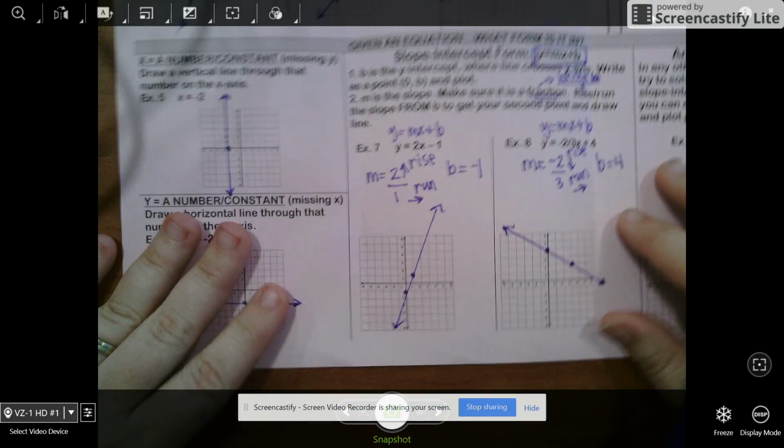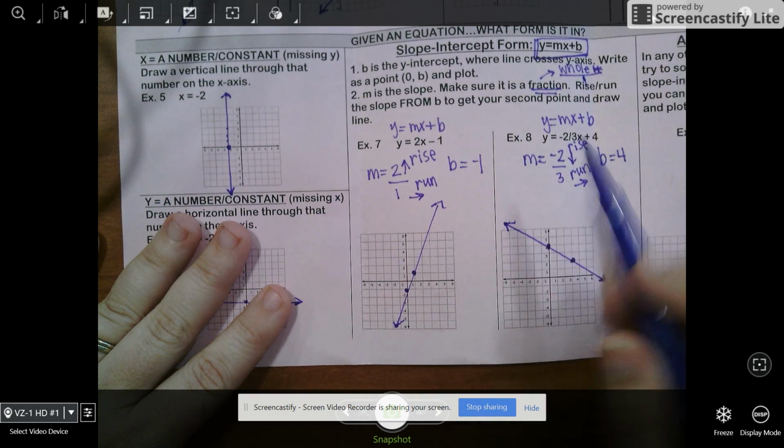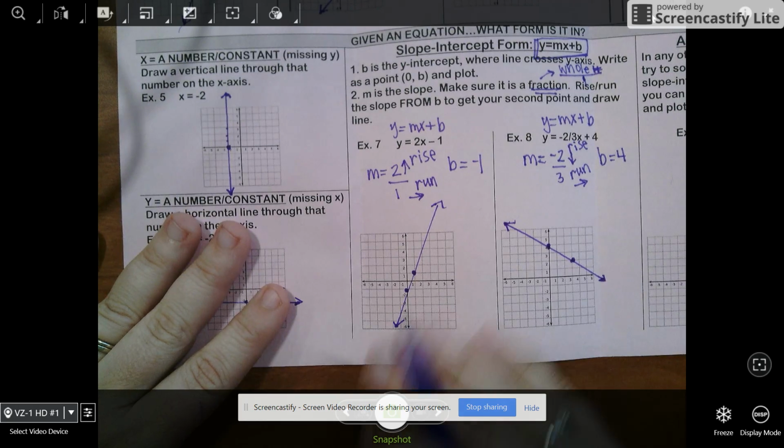Okay, so notice these two. This one had a positive slope and it was going up. This one had a negative slope and it was going down. So that's how you know if your slope is correct.